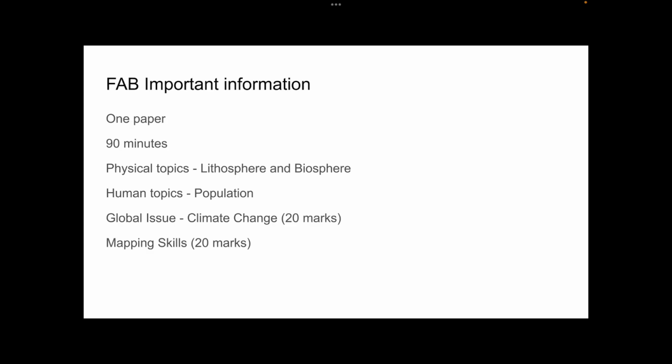So first of all, the important information about your FAB when it comes up: you will sit one paper. It will be 90 minutes and it will cover the following topics. So we will have our two physical topics, first of all, lithosphere and biosphere, then our human topic of population, and then global issue will be climate change, and you'll see it's out of 20 marks, and the mapping skills will be out of 20 marks as well. These are the two biggest ones. It replicates the final exam for our global issues and our mapping skills. The others will be a mixture of 8, 10 marks.